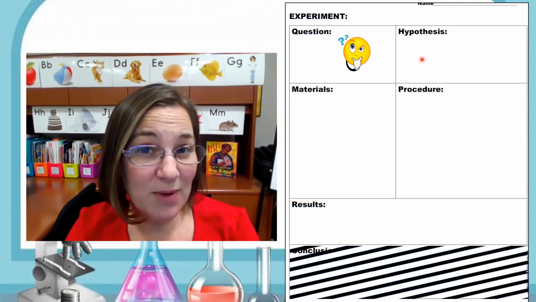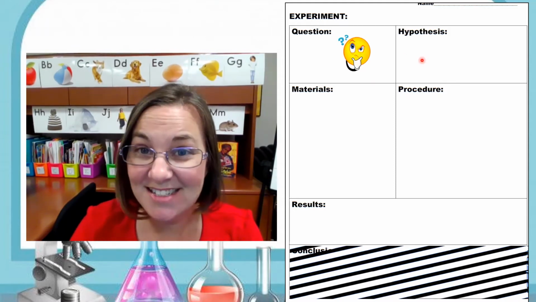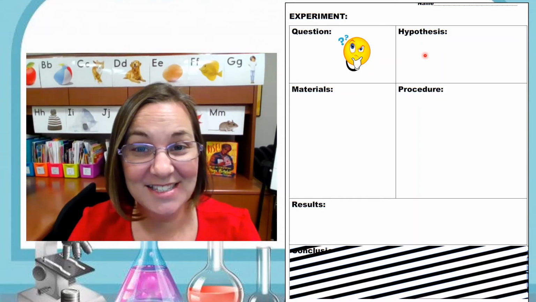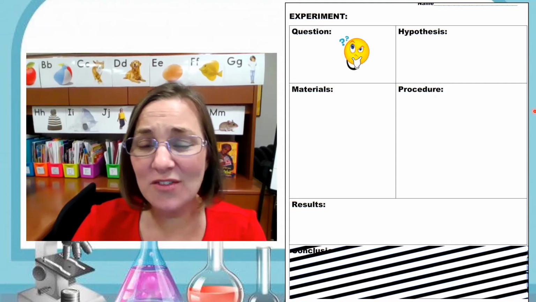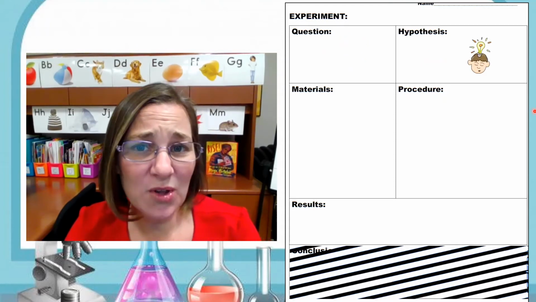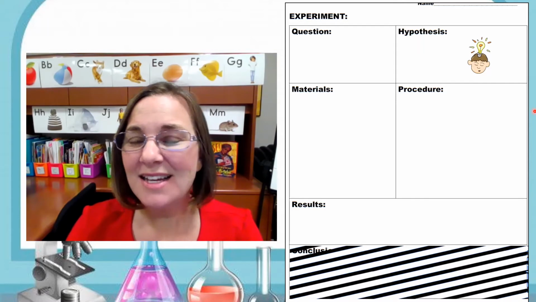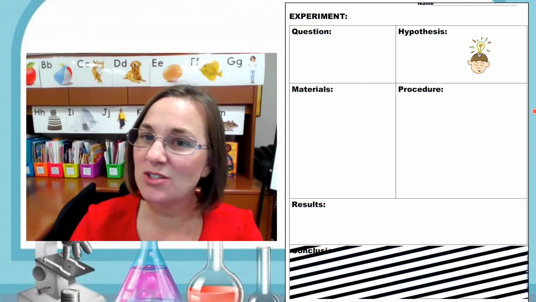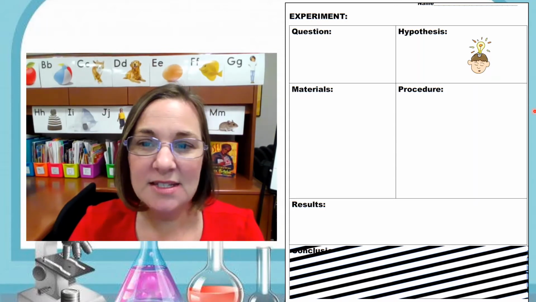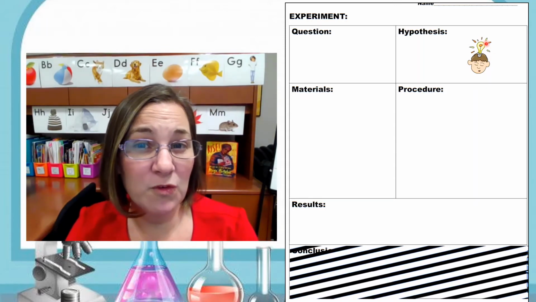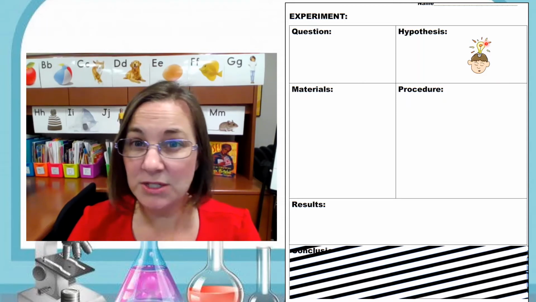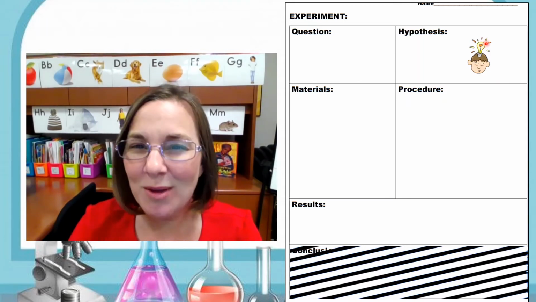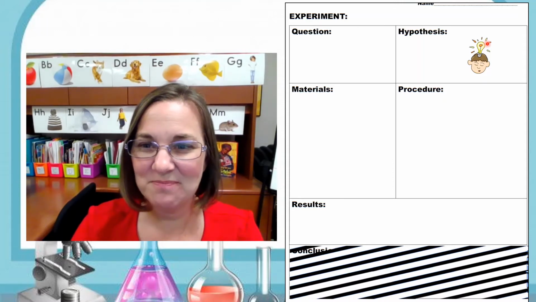Put your finger on this box and say, hypothesis. Isn't that a fun word to say? Let's say it again. Hypothesis. A hypothesis is a fancy word for a guess or a thought about what might happen. It's like a prediction. What do you think is going to happen to answer your question? Scientists think about their hypothesis before they start, but they always keep their mind open that maybe their hypothesis might be wrong, and that's okay. That's why we do an experiment or an investigation.